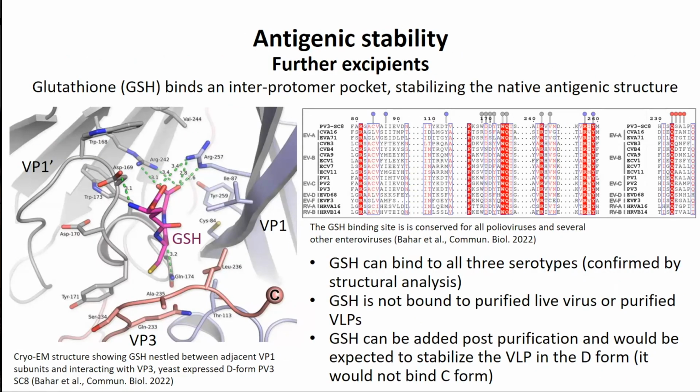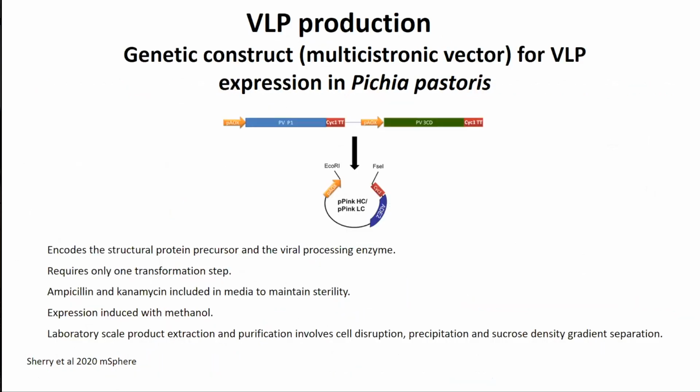Another way to further stabilize is to occupy a pocket, the TSS, glutathione binding pocket, on the surface of the particle, which is the structure shown here. And that, as I say, further stabilizes the thermostability of the empty particles, VLPs.